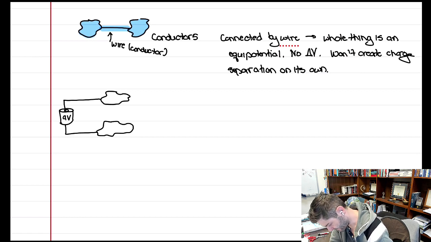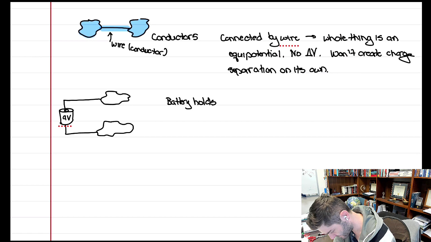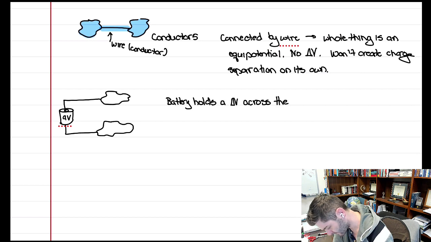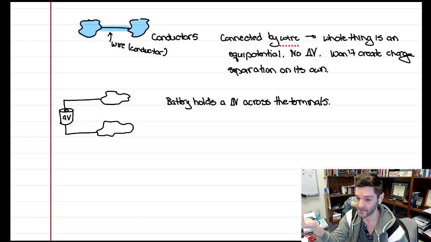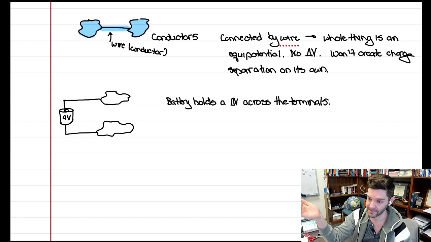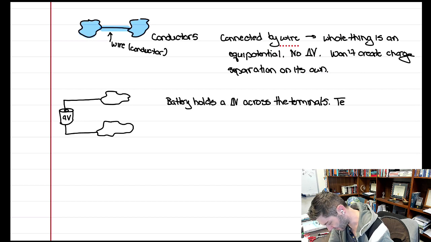So the battery attempts to hold a particular delta V across its terminals. So in the case of a 9-volt battery, the positive end is at a potential that is 9 volts higher than the bottom. So you might take the top to be 9, the bottom to be 0. And the terminals are two conductors.